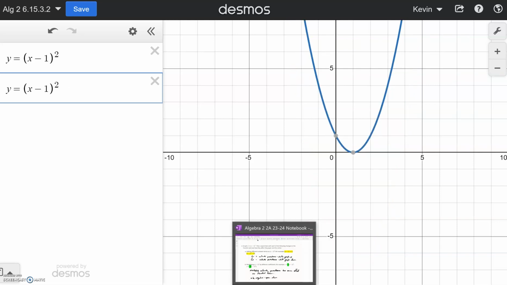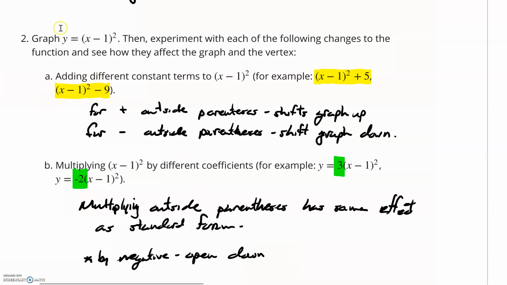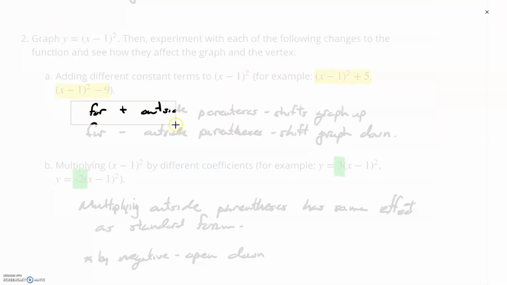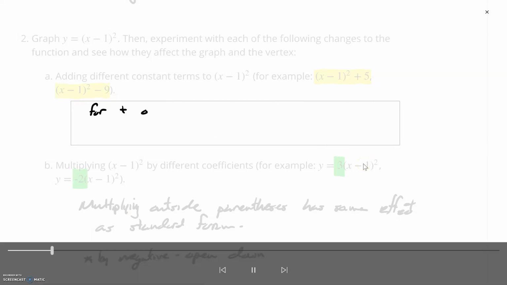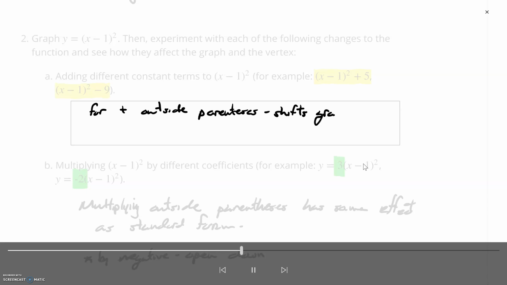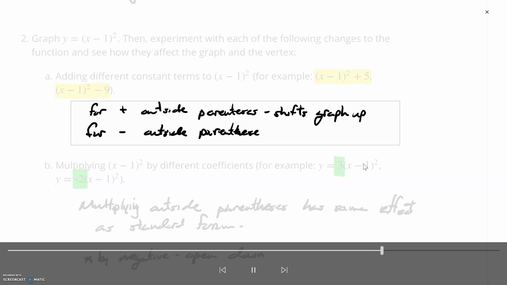Okay, so we can come over here and replay this, and it will tell us. For adding outside the parentheses, we're going to shift the graph up. For subtracting values outside the parentheses, we're going to shift the graph down.